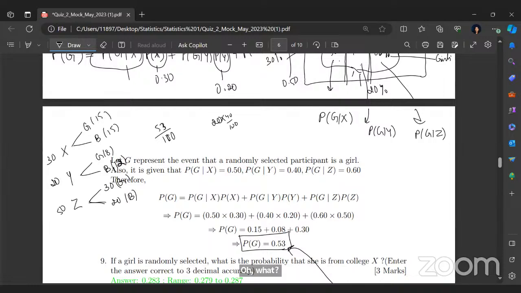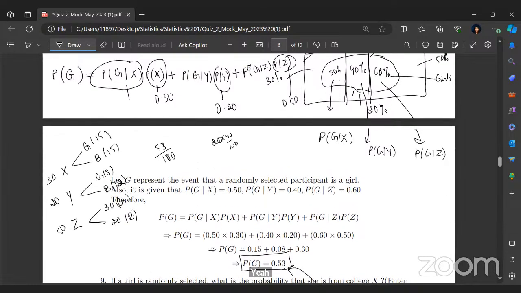Ma'am, we can do it by basic counting. Yeah, you can do. If someone doesn't understand this complex method of total probability, then he or she can do it just by tree diagram, by counting.